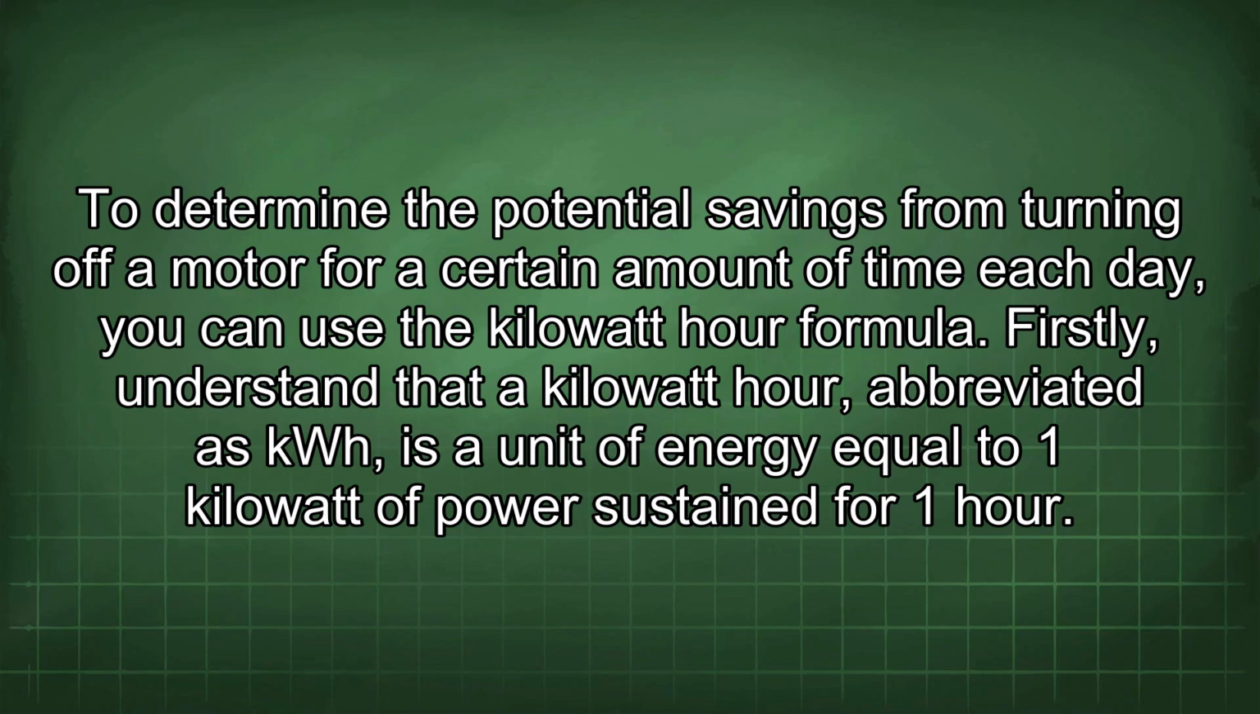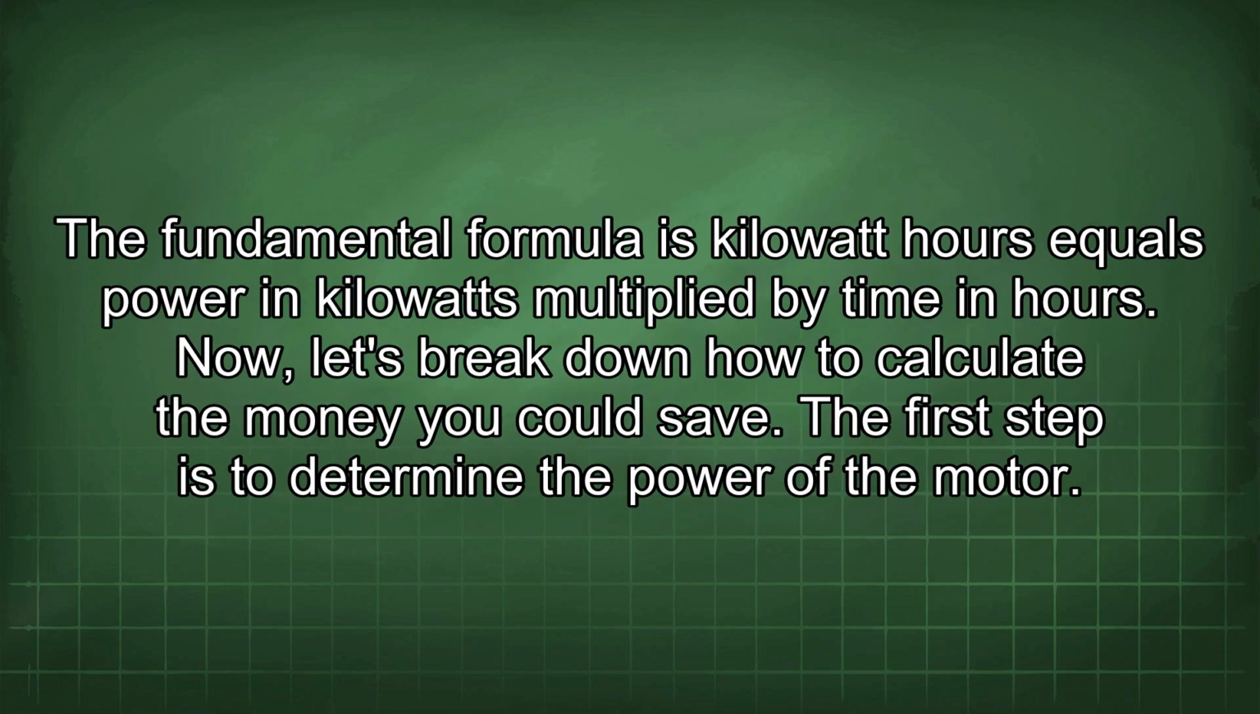To determine the potential savings from turning off a motor for a certain amount of time each day, you can use the kilowatt-hour formula. Firstly, understand that a kilowatt-hour, abbreviated as kWh, is a unit of energy equal to 1 kilowatt of power sustained for 1 hour. The fundamental formula is kilowatt-hours equals power in kilowatts multiplied by time in hours.